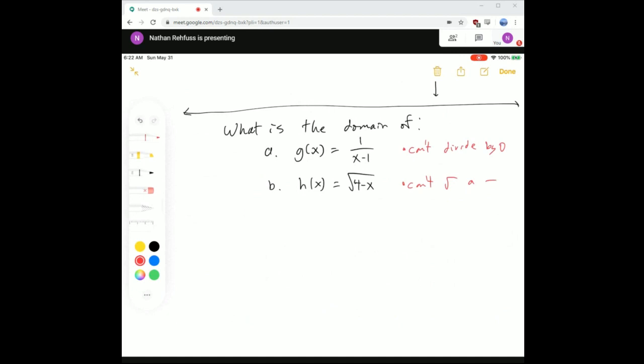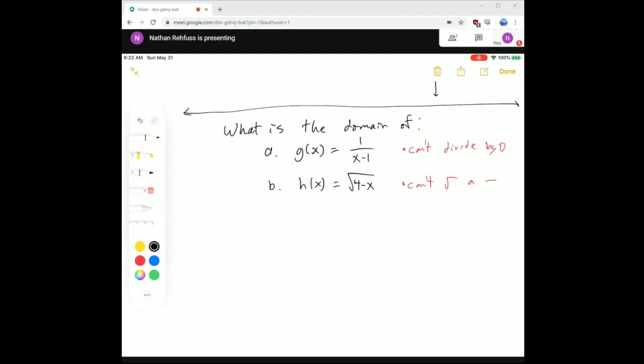If the function doesn't involve division and it doesn't involve any square roots, then the domain is always going to be all real numbers, every time, until we get to Unit 4, but I'll let you know when that happens. So until then, we can assume that. So what are the domains of these functions?